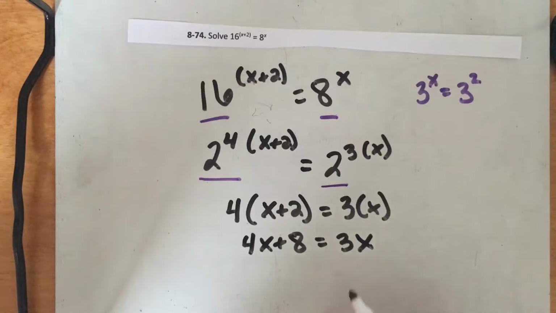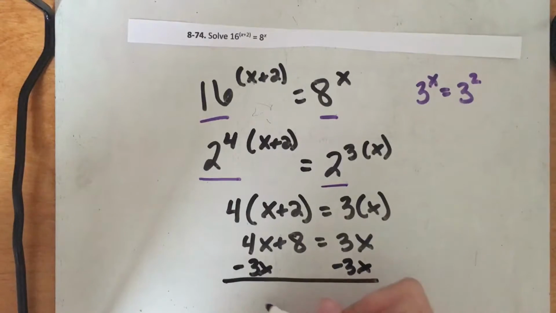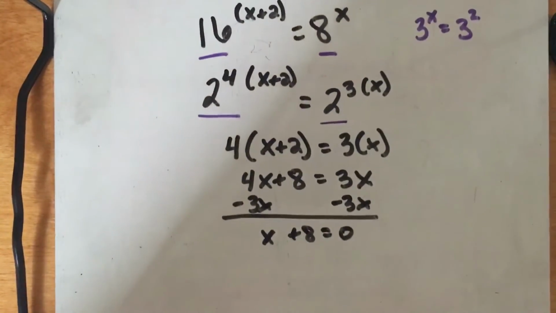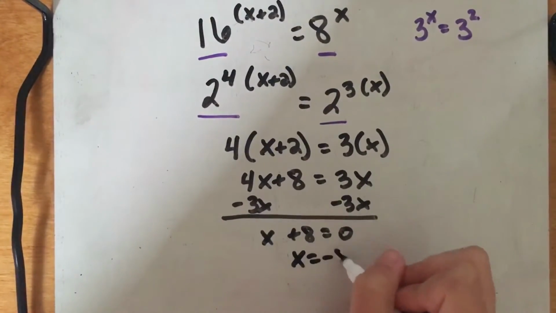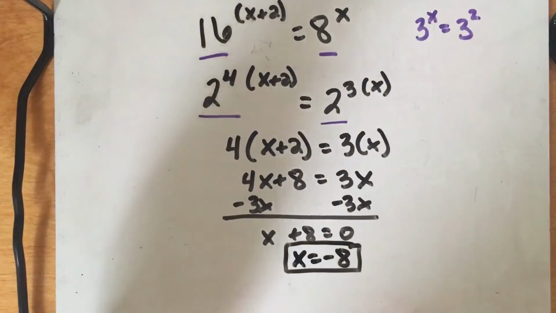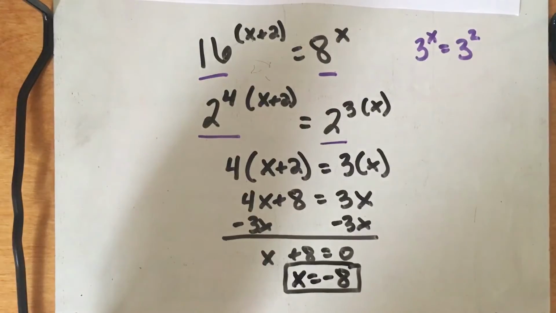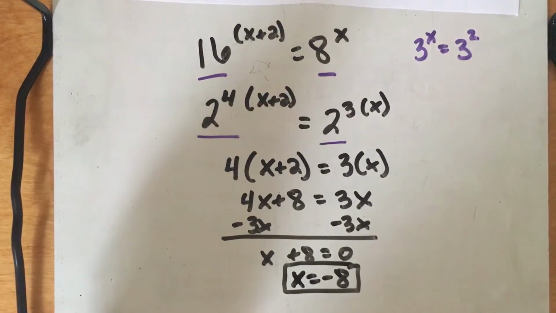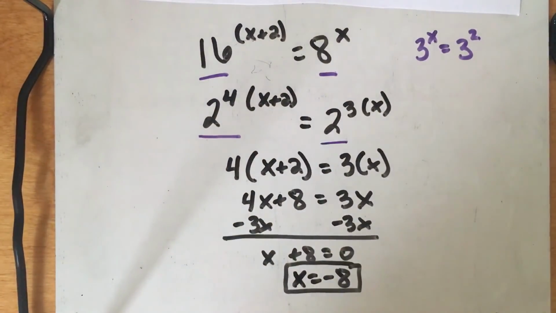And then let's subtract this 3x from both sides. So we get x plus 8 equals 0. And we're going to move that 8 over, so we get x equals negative 8. Okay? So if you plug that in, that's also a good thing to check. If you plug your number into the equation, it should make both sides equal to each other.